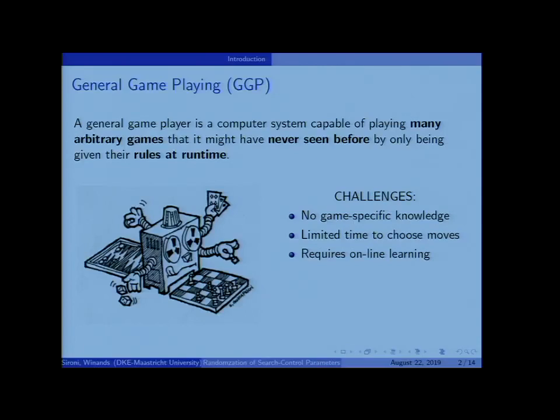General game playing comes with a lot of challenges, among which the fact that the agents have no game-specific knowledge that they can exploit. They usually have a very limited amount of time to choose moves, normally a few seconds per move. And they require online learning to be able to do anything, because they cannot learn anything in advance if they don't know which game they're going to play.